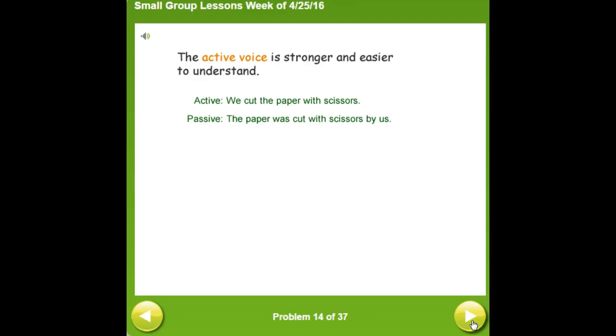Let's look at another example. An active sentence is, we cut the paper with scissors. If we write this same sentence in the passive voice, we have, the paper was cut with scissors by us. The active sentence is much stronger, more direct, and more concise.